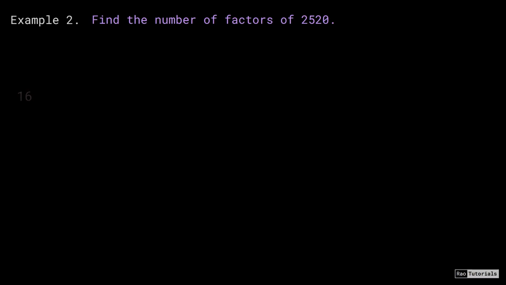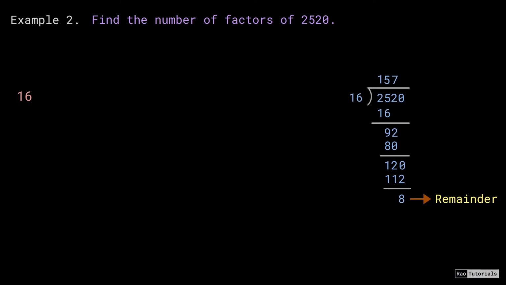Next problem is to find the total number of divisors of 2520. We want to find those numbers which can perfectly divide 2520, leaving no remainder. Let us take a number, say 16, and divide the given number 2520 by it. Since the division leaves some remainder, 16 is not a factor of 2520.